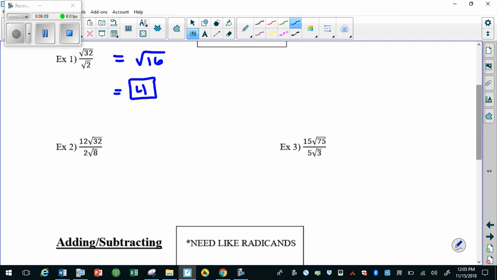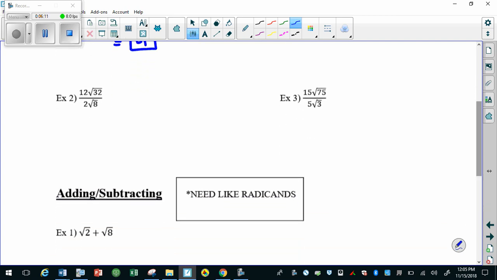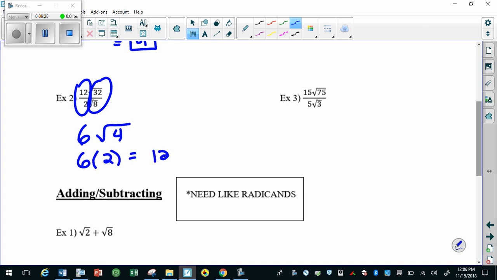12 radical 32 over 2 radical 8. Let's take the numbers separately. So 12 divided by 2 is 6. And let's take the radicals separately. Radical 32 divided by radical 8 is radical 4. And again, just take that number down a little bit at the end. That's going to end up with 12.